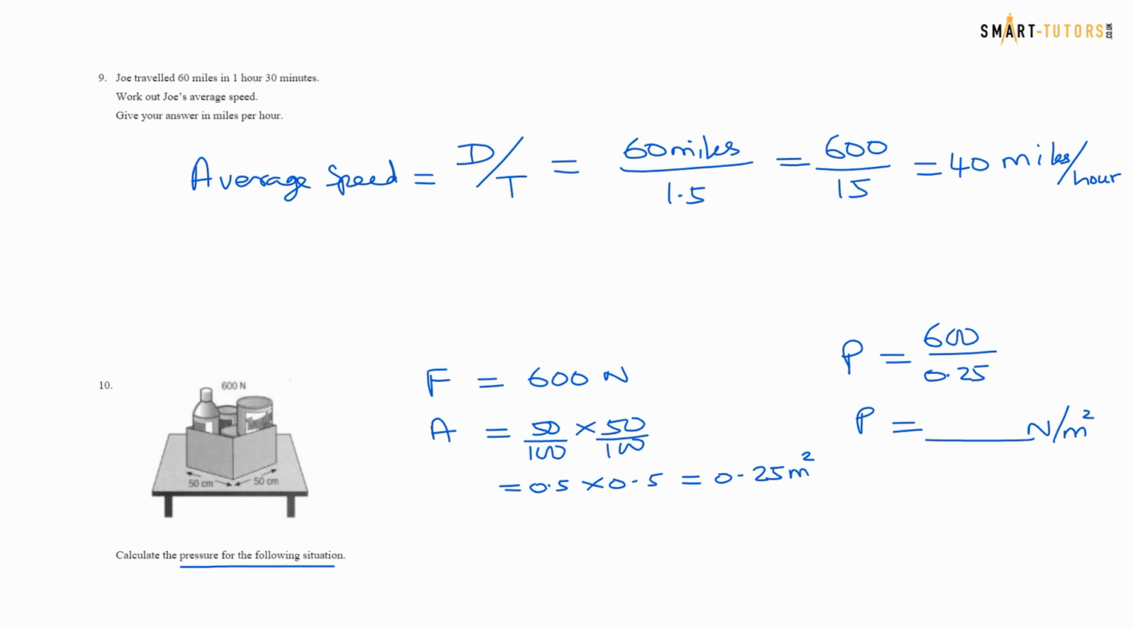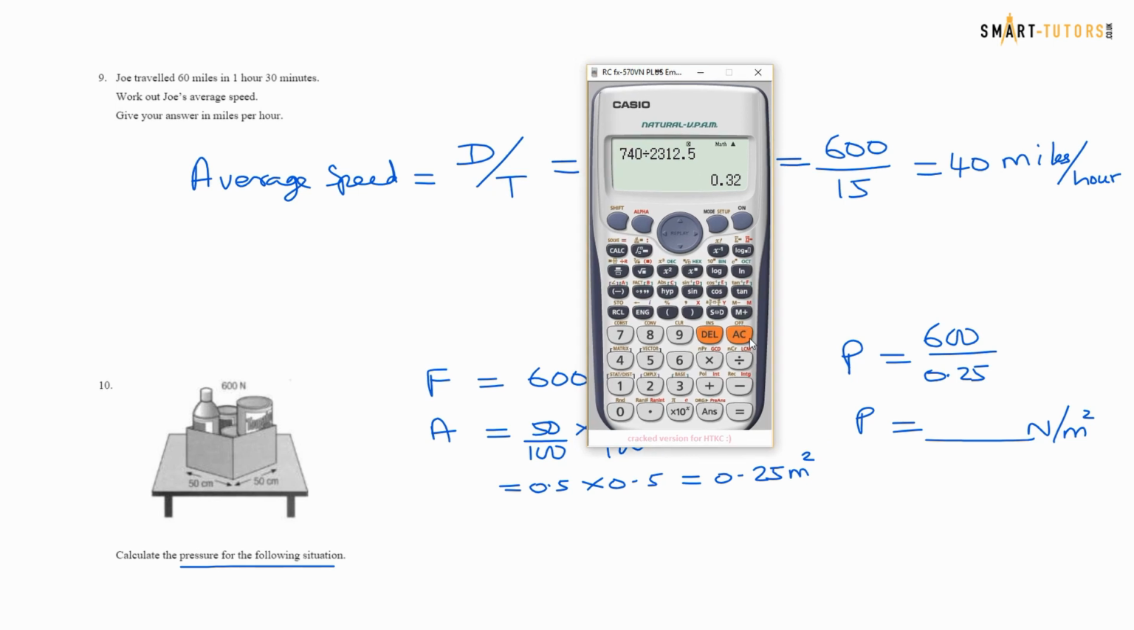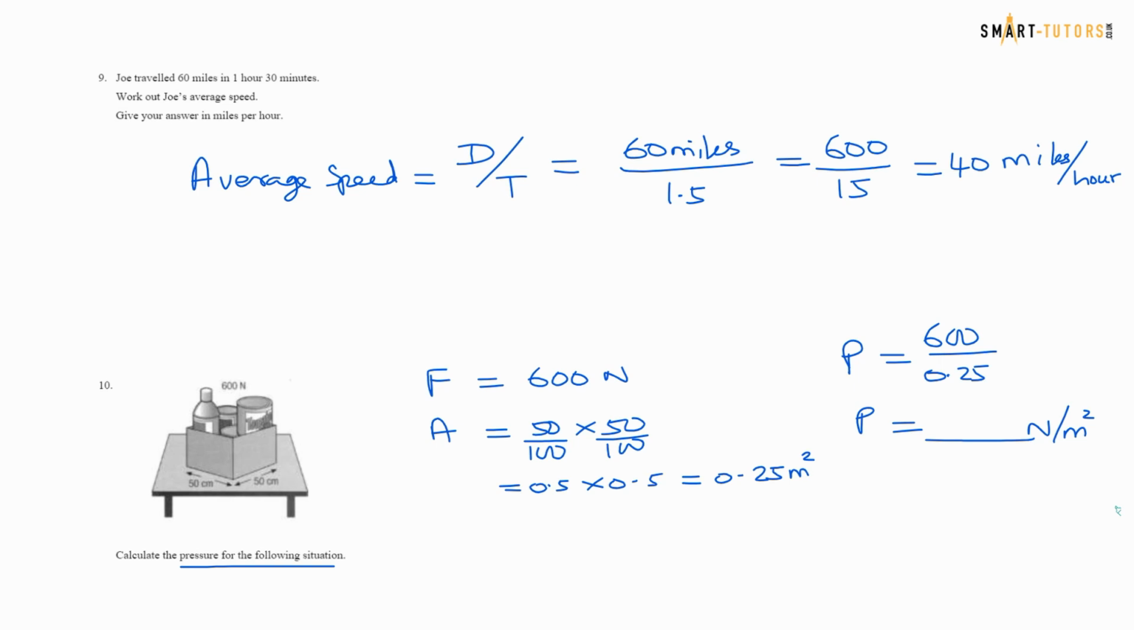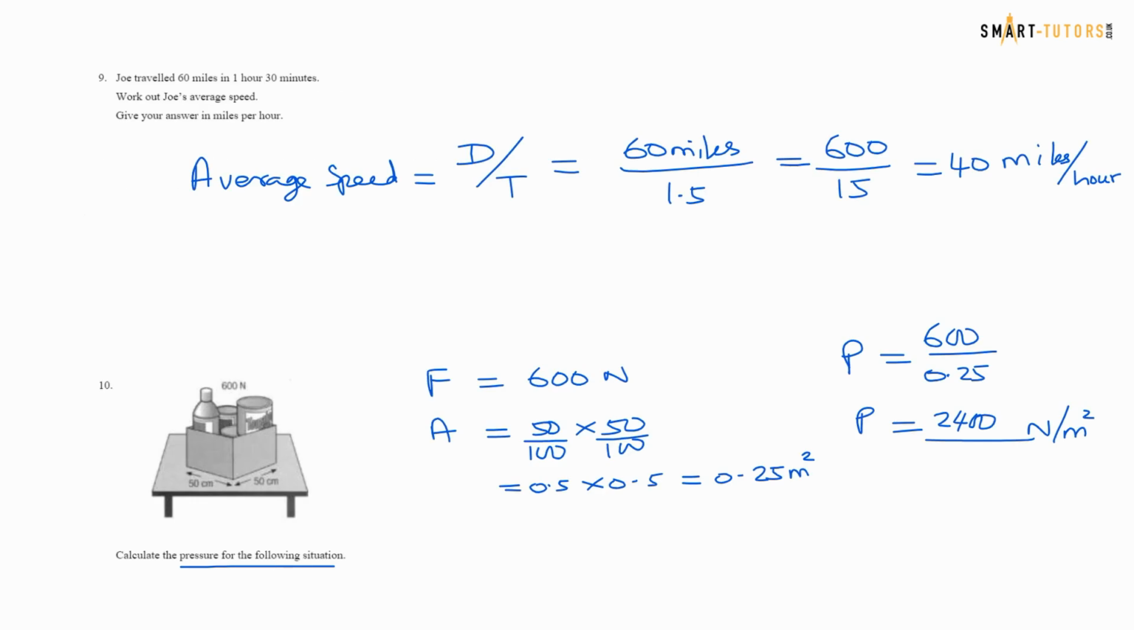So take the calculator. 600 divided by 0.25, which is going to be a big number. 2400 something. Yes, correct. So 2400 Newton per meter squared, that is the pressure. So question number 10 is that.